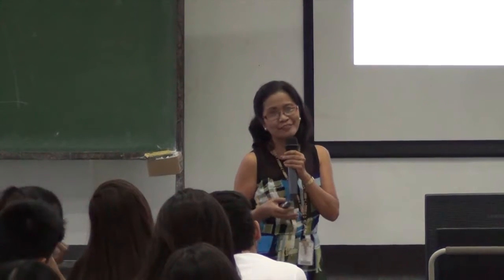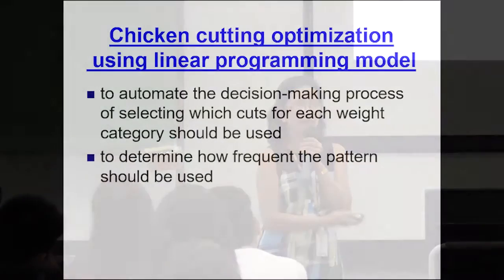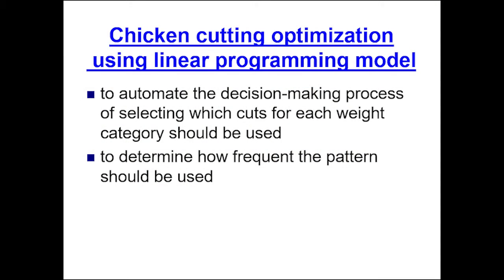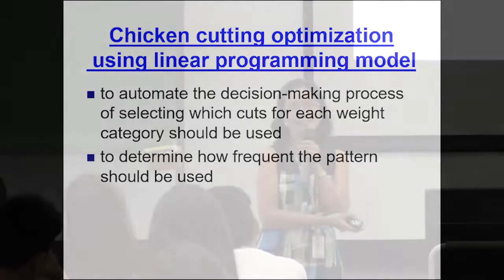One of my students was employed by KFC. She took a course in linear programming, and she developed this model on cutting the chicken. She just used a linear programming model to automate the decision-making process. So there is a pattern in the cuts. How frequent should the pattern be used? So next time you feast on a chicken, not necessarily KFC, you start wondering, how did they cut this chicken?